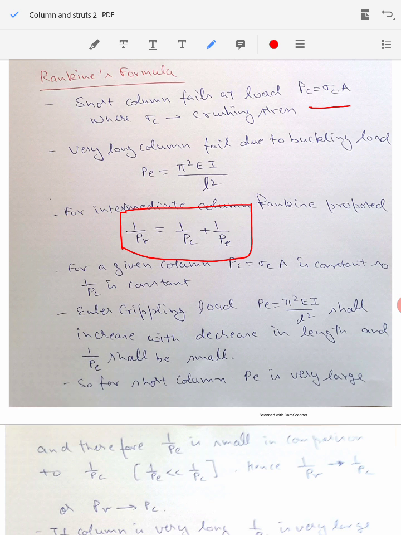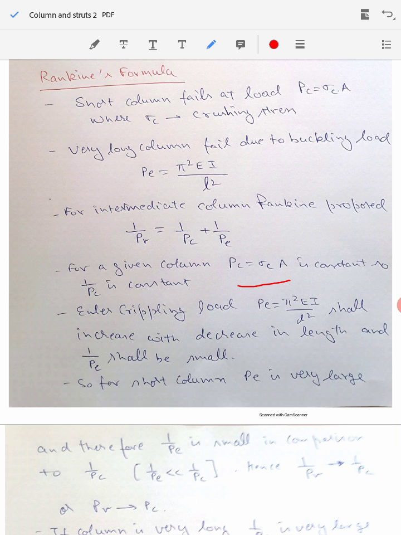PR is the load calculated on the basis of Rankine's proposition. So PR is the critical load as per Rankine's formula. So he says that 1 upon PR should be equal to 1 upon PC plus 1 upon PE. What is this formula telling us here? We see that for a given column, the value of PC, the crushing load, is constant, because with the length it is not going to vary. It depends only on the crushing stress value sigma C and the area of cross section. For a given column the cross section is the same, so PC is constant. So 1 by PC is constant irrespective of the length of the column.